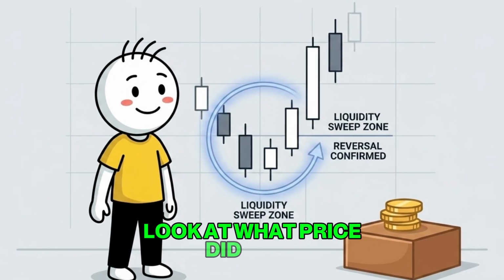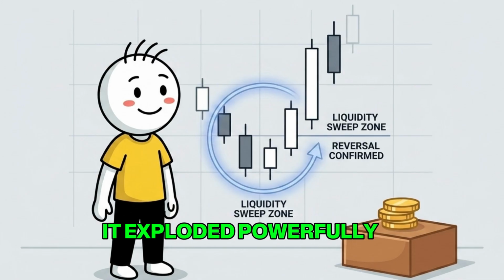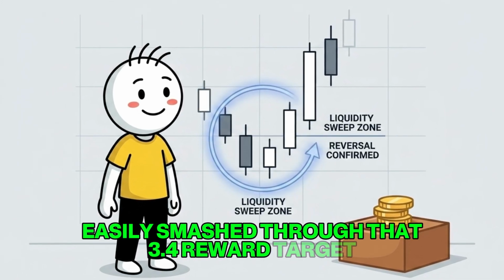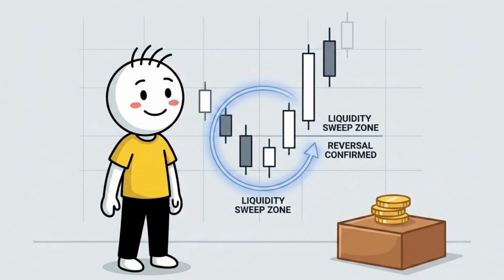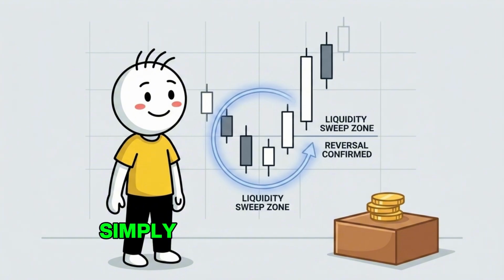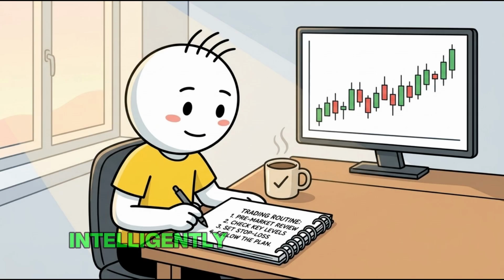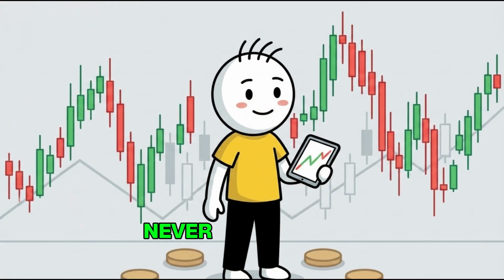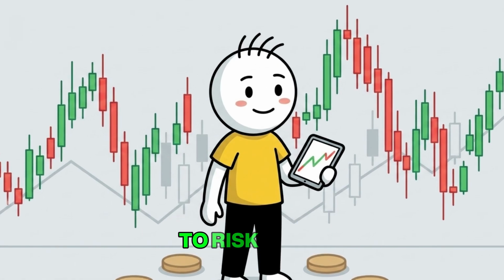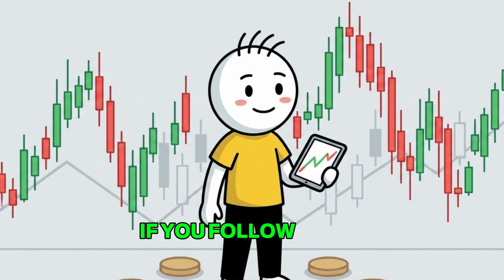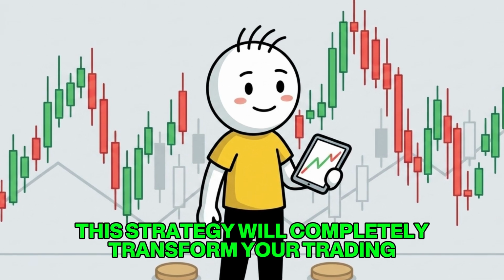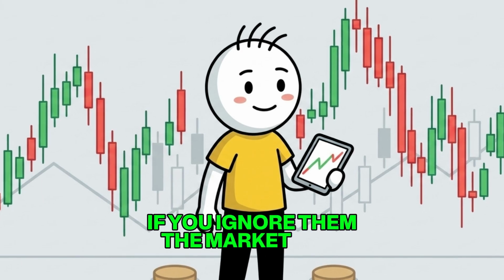Look at what price did next. It exploded powerfully in our direction, easily smashed through that 3.4 reward target and continued to climb higher. The setup didn't just work, it paid out over 3 times more money simply because the target placement was handled intelligently. Always remember, never take a sweep and flip setup if it offers less than a strict 2-to-1 reward to risk ratio. If you follow these rules diligently, this strategy will completely transform your trading. If you ignore them, the market will punish you.